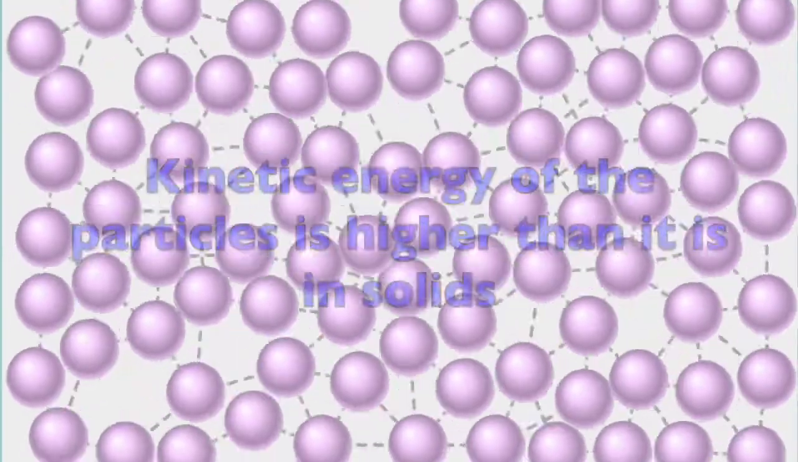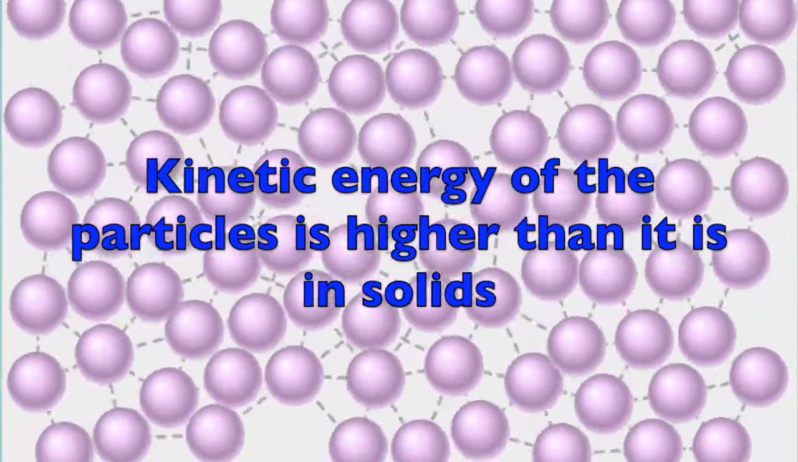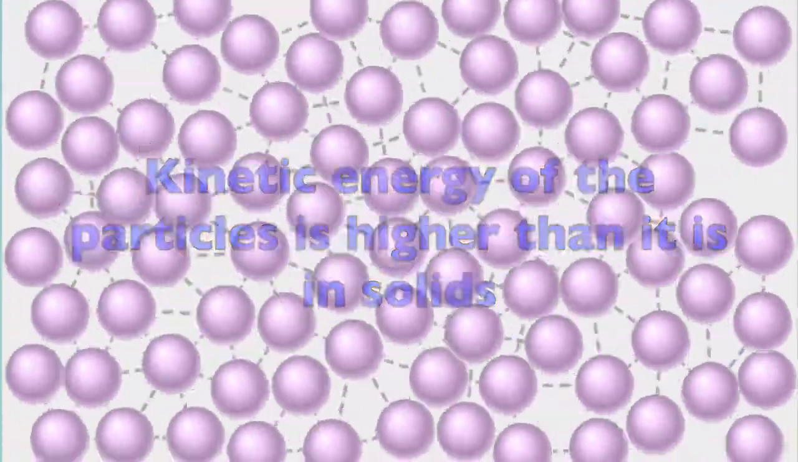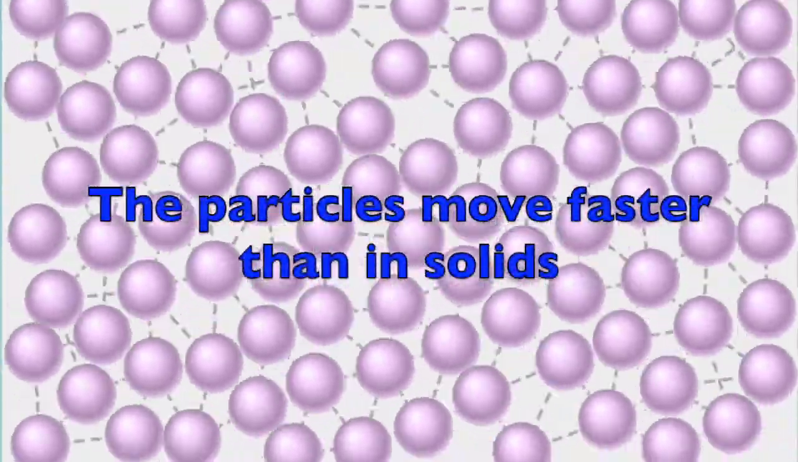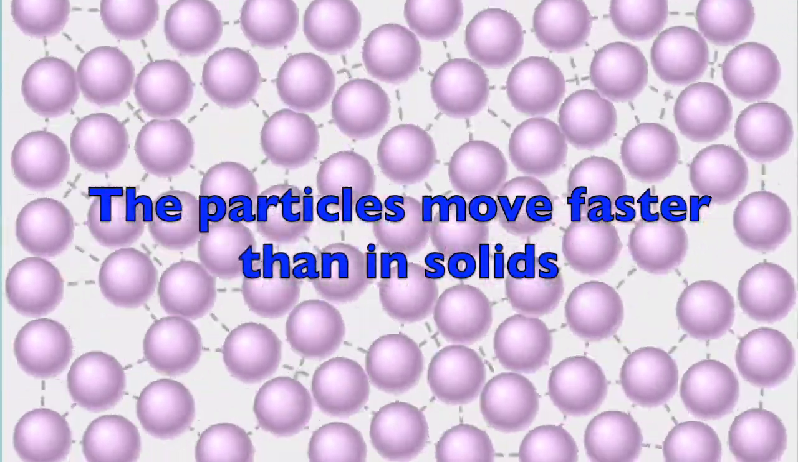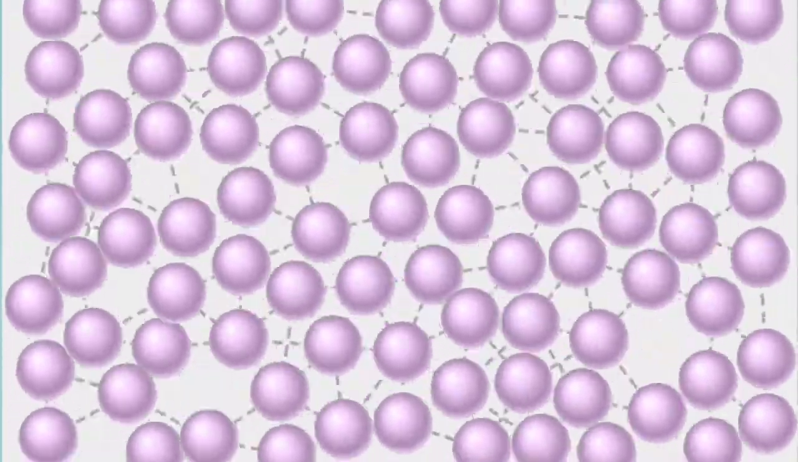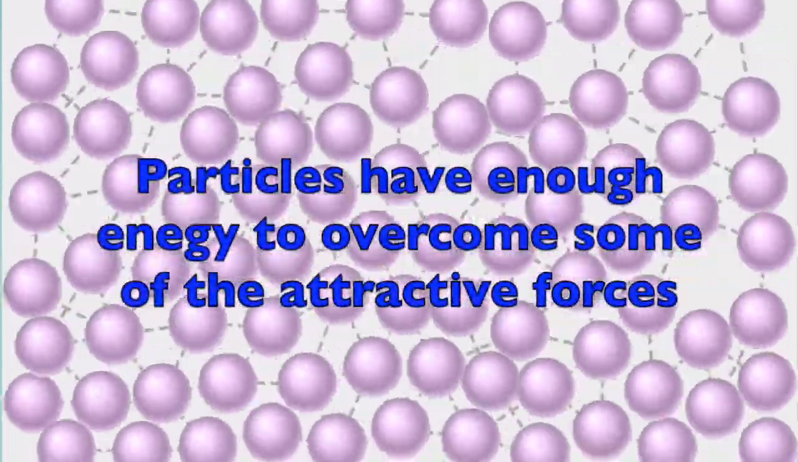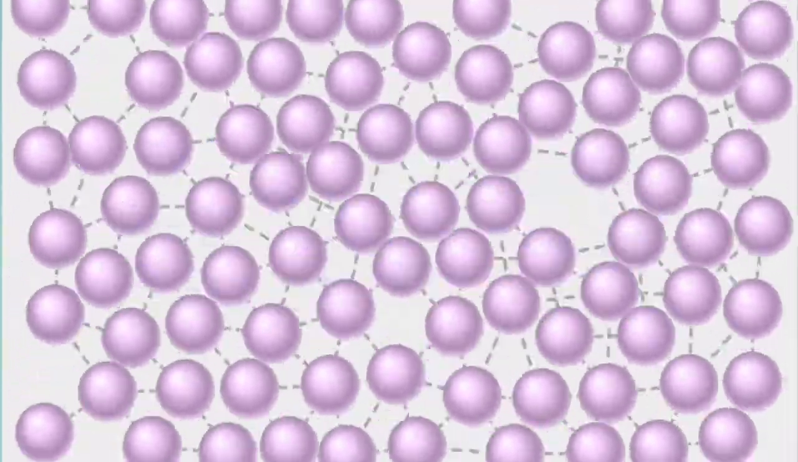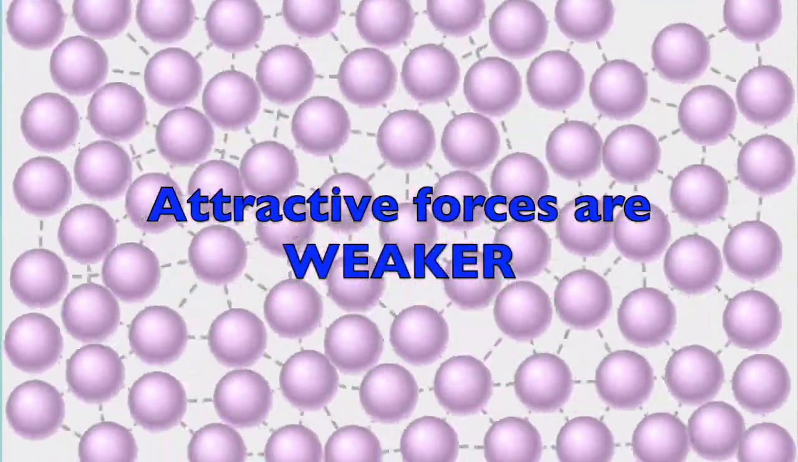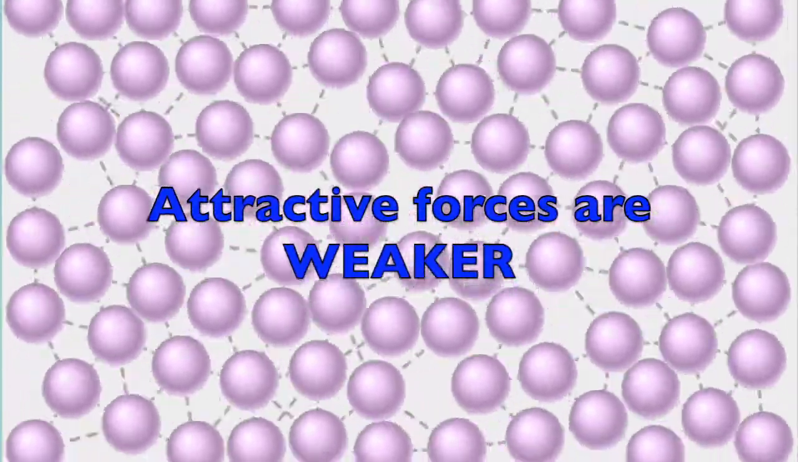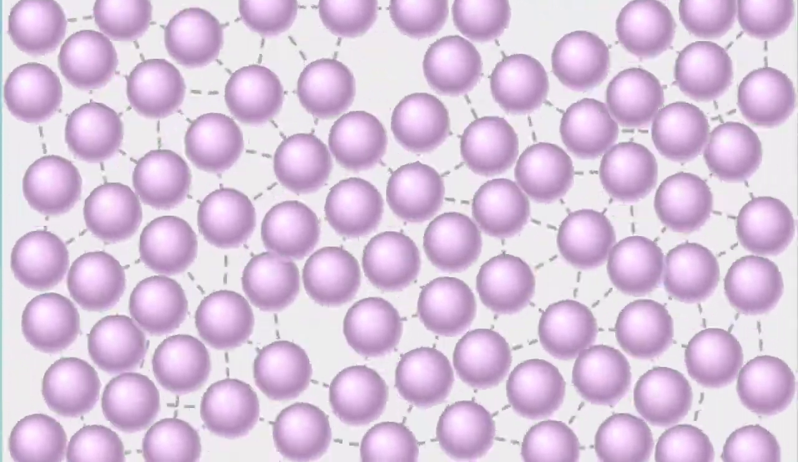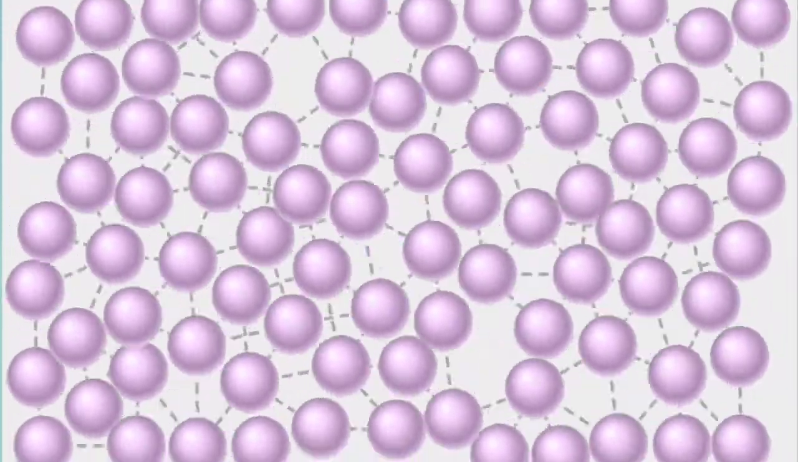In liquids, the kinetic energy of the particles is higher than it is in solids. The particles, therefore, move faster than they do in solids. Because particles are moving faster, they have enough energy to overcome some of the attractive forces. The attractive forces in liquids are weaker than they are in solids. However, the particles are still attracted to each other.